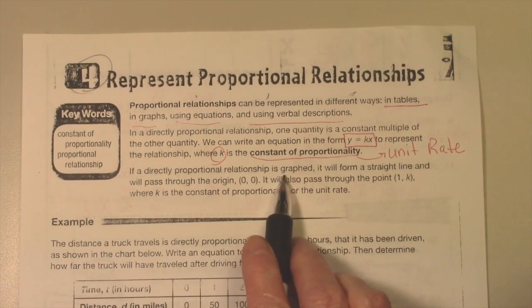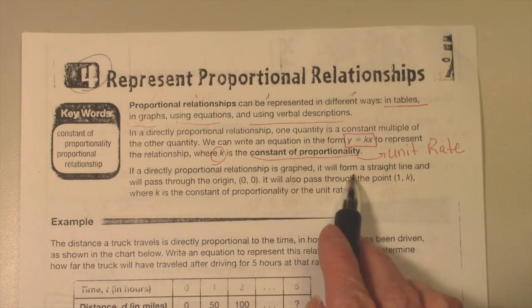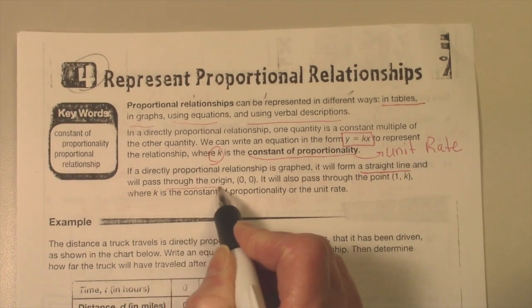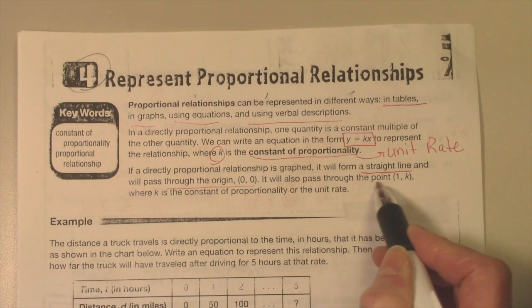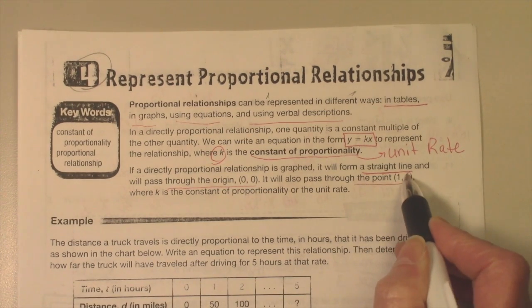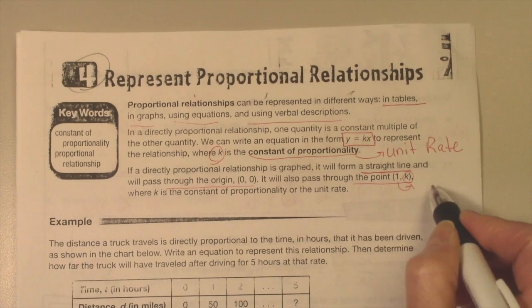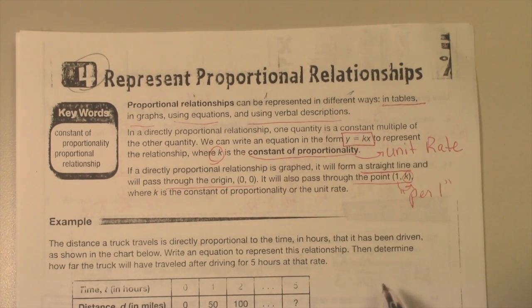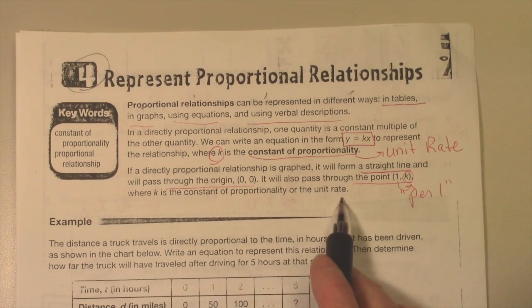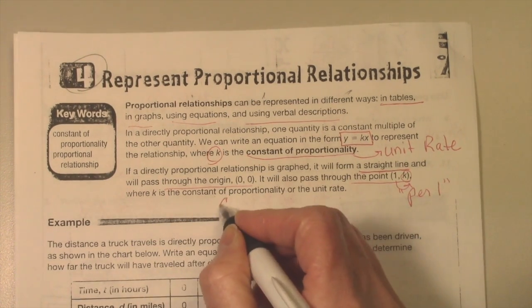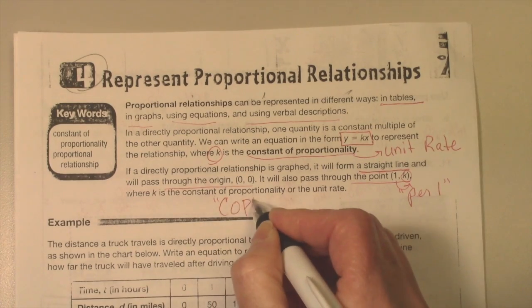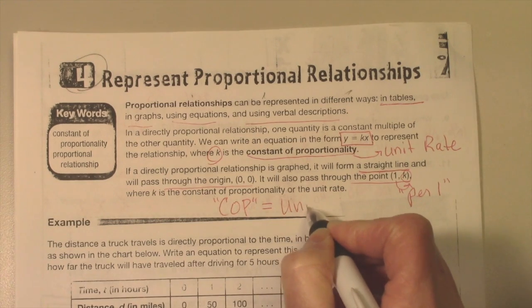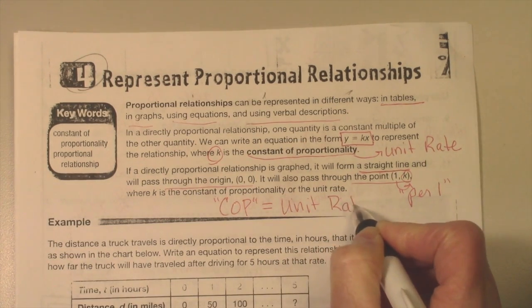If a directly proportional relationship is graphed, it will be a straight line. This is really important. It will be a straight line, and it will pass through the origin, 0, 0. It will also pass through the point (1, k), meaning what it is per one, like the unit rate, where k is the constant of proportionality or the unit rate. So I always use COP, because who wants to write out constant of proportionality equals unit rate. All right?